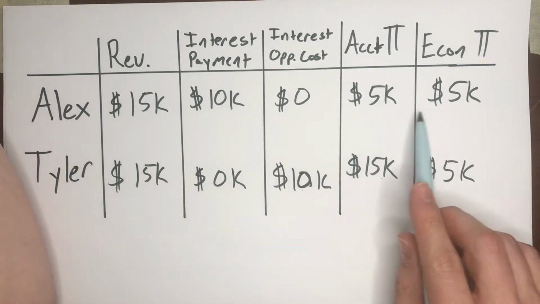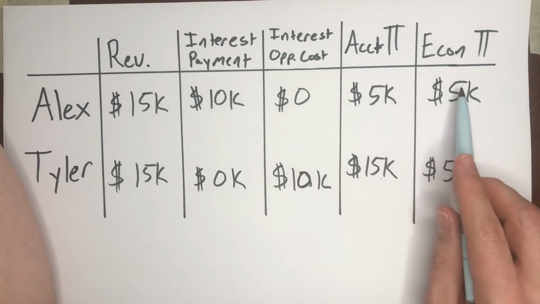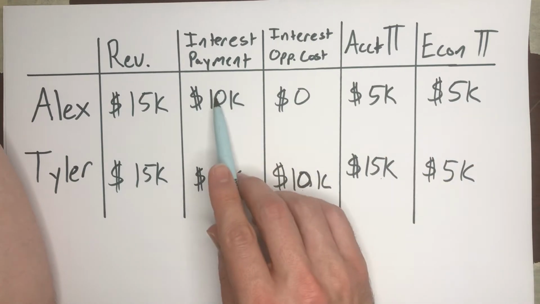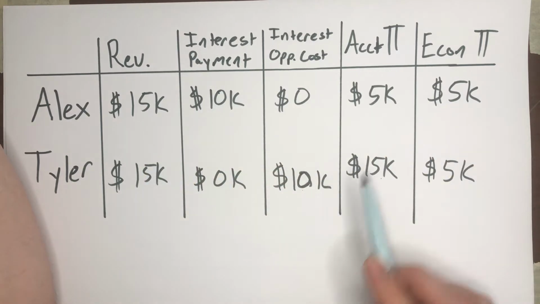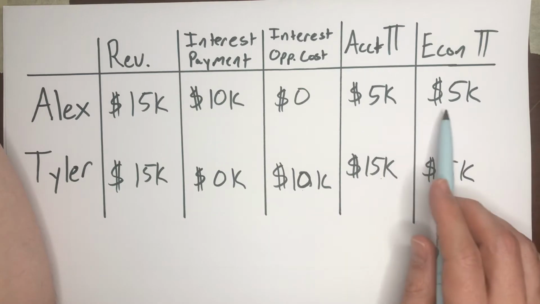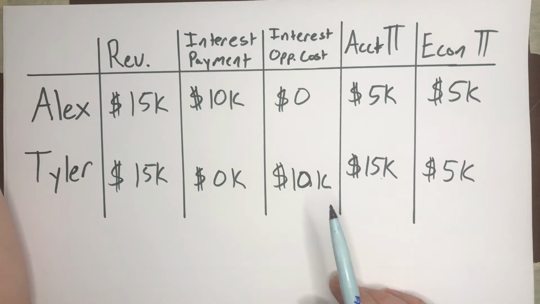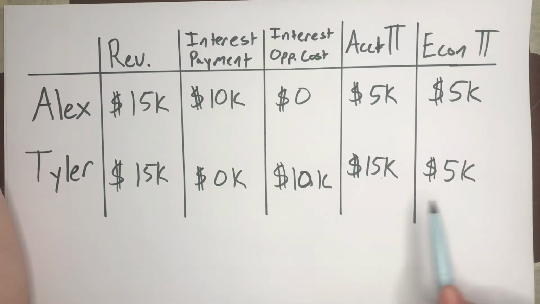Well, that's going to be for Alex. Both the accountant and the economist would be subtracting $10,000 of interest from Alex's revenue and coming up with the economic or accounting profit of $5,000 each. For whom would it be different? It's going to be different for Tyler.